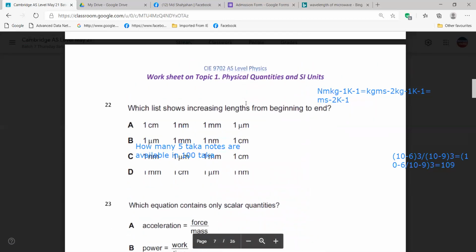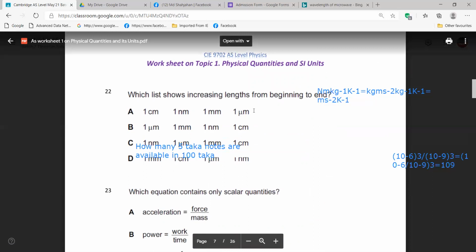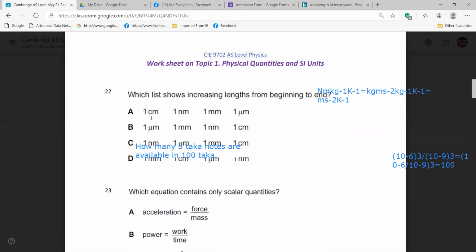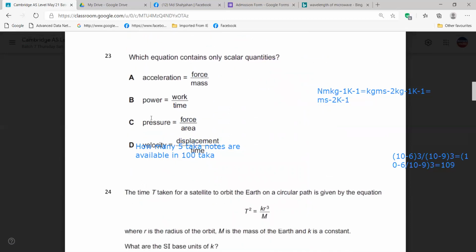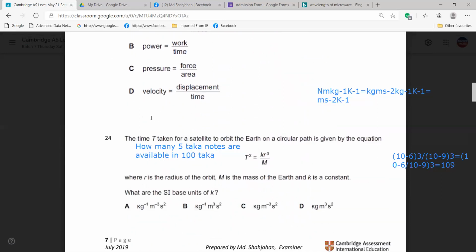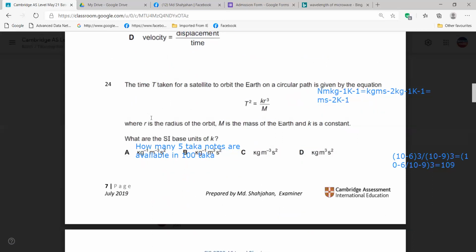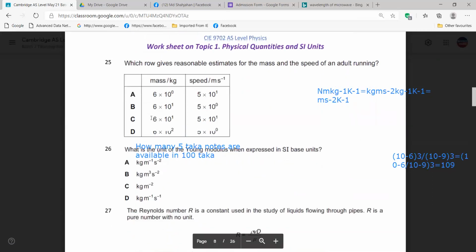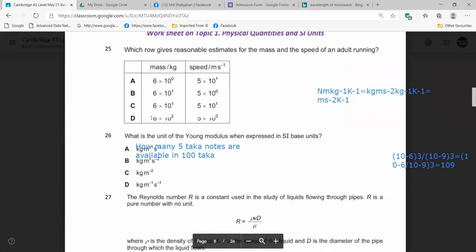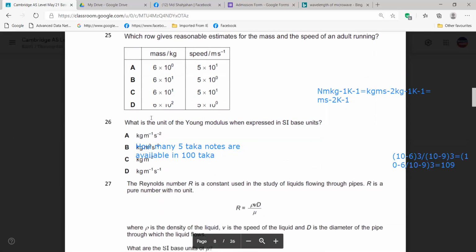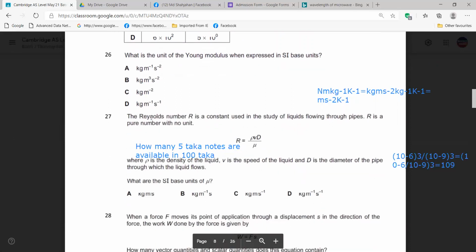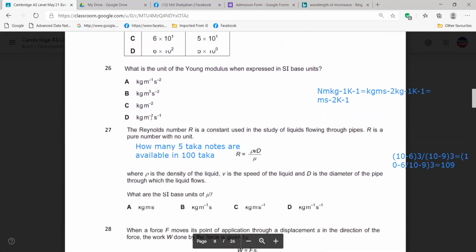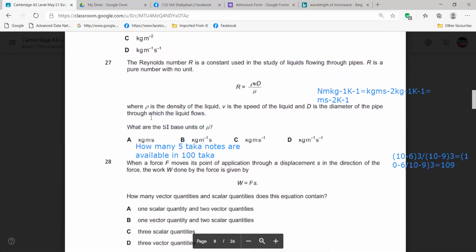Then graph one. This one you can do. Which one is bigger? Which one is smaller? The unit you can do. So which one is showing scalar quantities? You can find it. Then this one you can do in terms of base units. You can find mass into speed. Which one is matching, right? Estimation, that one I told you. The Young modulus formula you know. Young modulus is stress over strain. Okay, that one you can find.